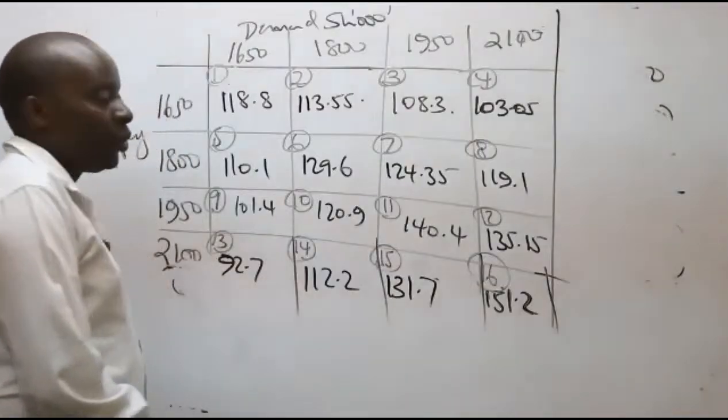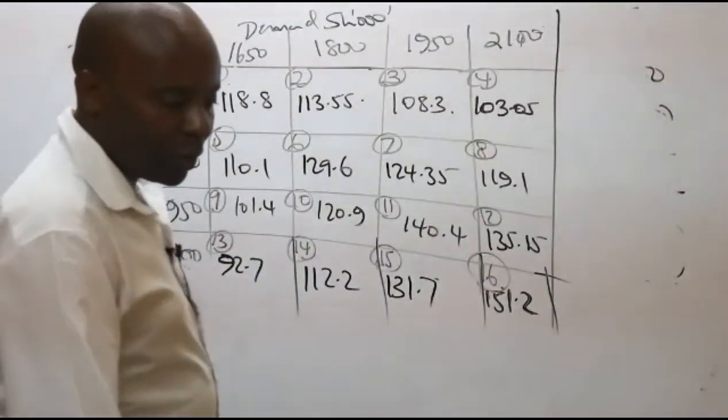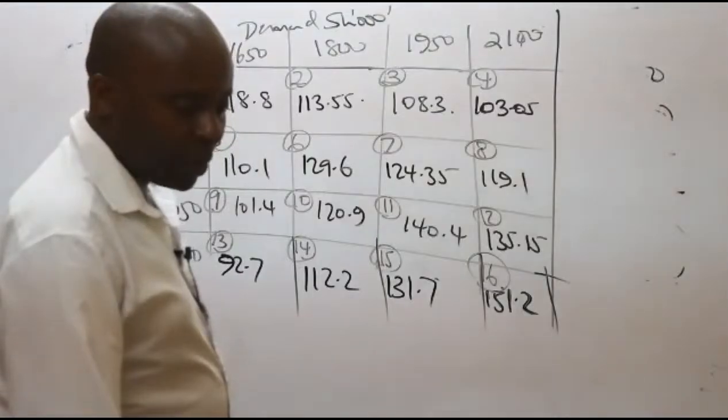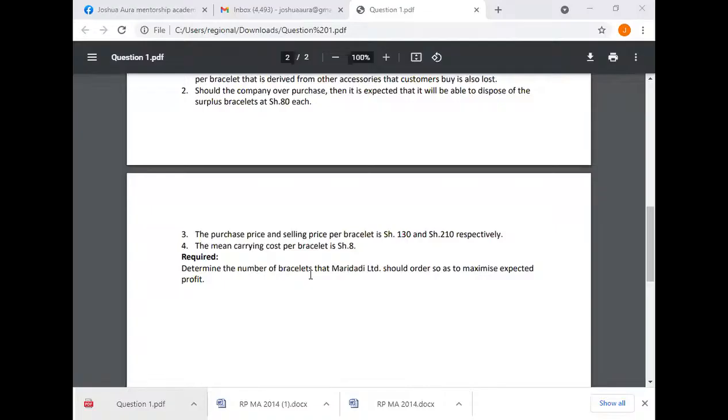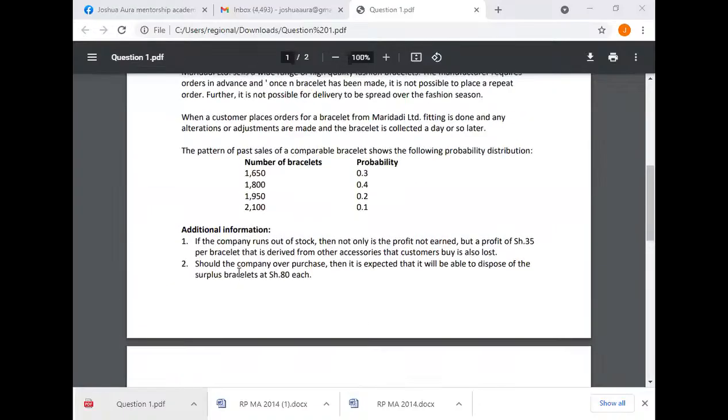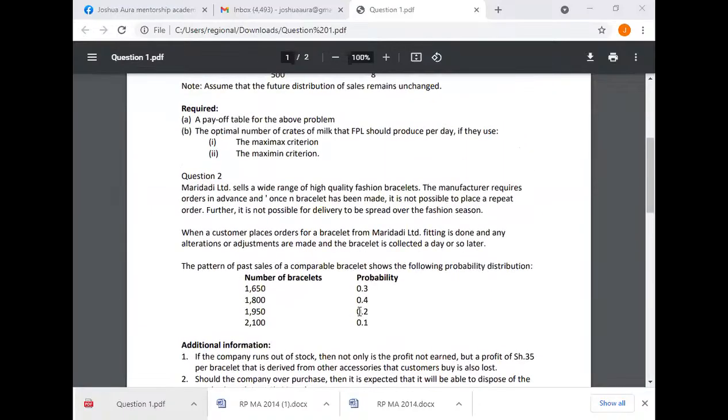Then what they expect us to do is to give them expected profits. So determine the number of bracelets that Maridadi Limited should order so as to maximize expected what? Profit. So then, ladies and gentlemen, these are the probabilities. I need to come here and fix the probabilities on the demand. So we have here 0.3, we have 0.4, we have 0.2, we have 0.1.